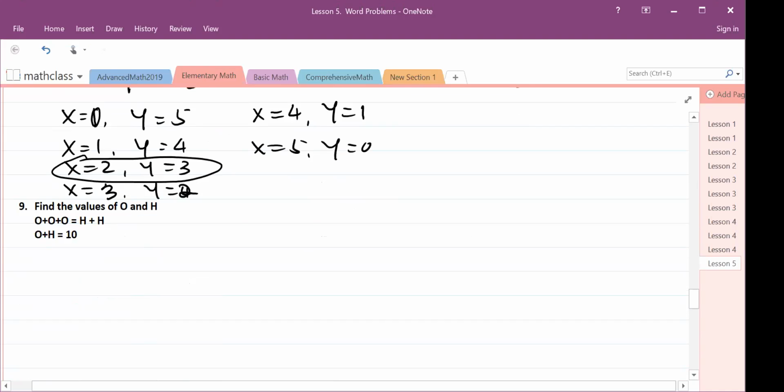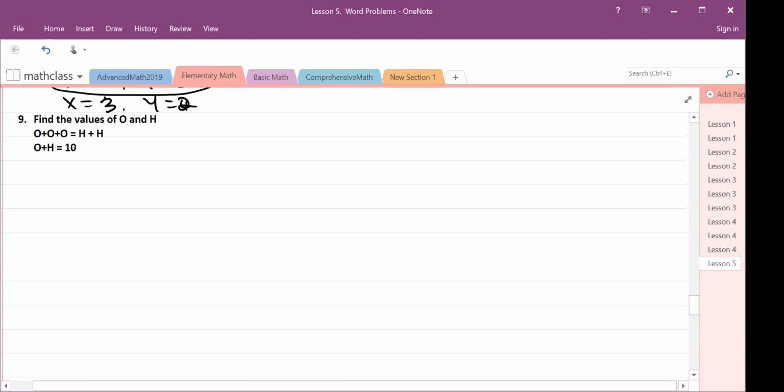Okay, so now let's do the next problem. Find the values of O and H. 3O equals 2H. O plus H equals 10. O and H are positive integers. Maybe you can guess and try and figure it out, but I hope you can solve the problem using the standard method.